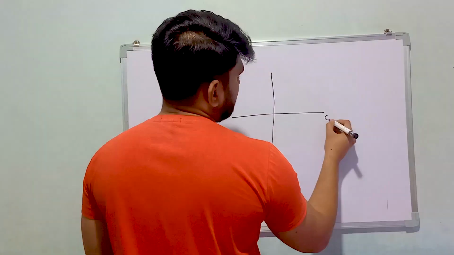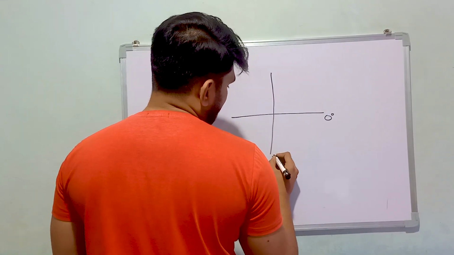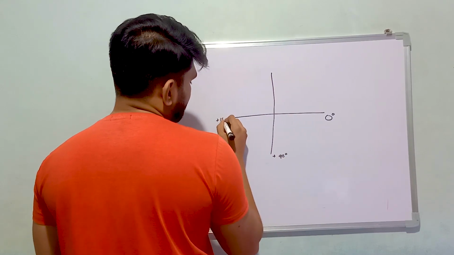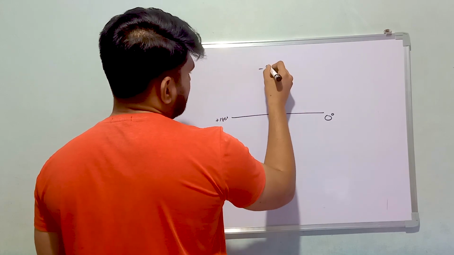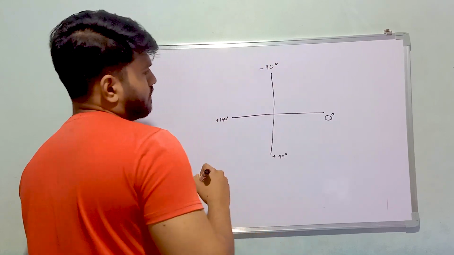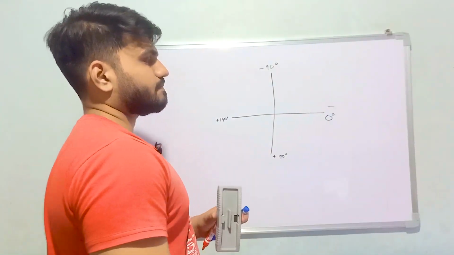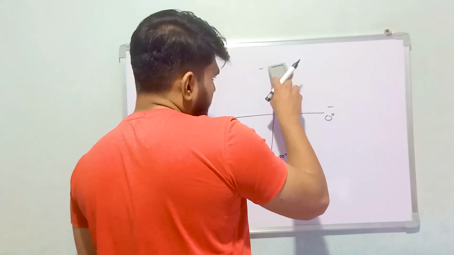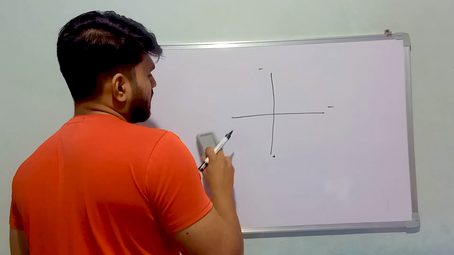Starting with 0 degree, from here you will go plus 90 degree, plus 180 degree, and minus 90 degree. So this side will also be your minus. If you don't want to remember numbers, just remember this minus, it will be easier for you.